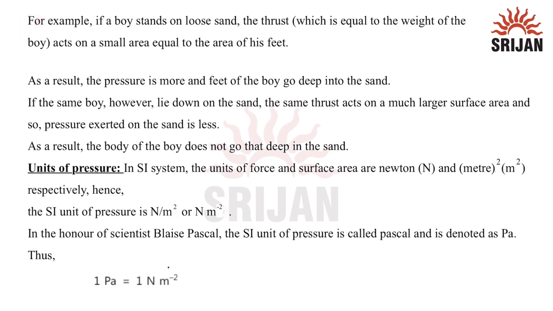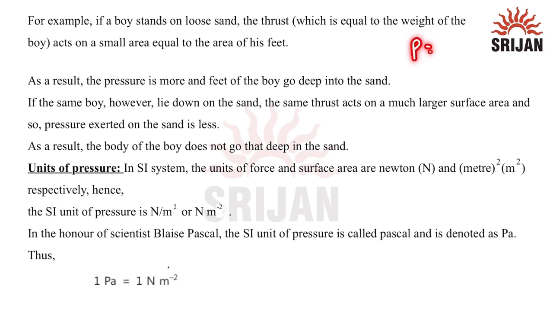For example, if a boy stands on loose sand, the thrust, which is equal to the weight of the boy, acts on a small area that is equal to the area of his feet. As a result, the pressure is more and the feet of the boy go deep into the sand. If the same boy, however, lies down on the sand, the same thrust acts on a much larger surface area, and so the pressure exerted on the sand is less. As a result, the boy does not go deep into the sand.